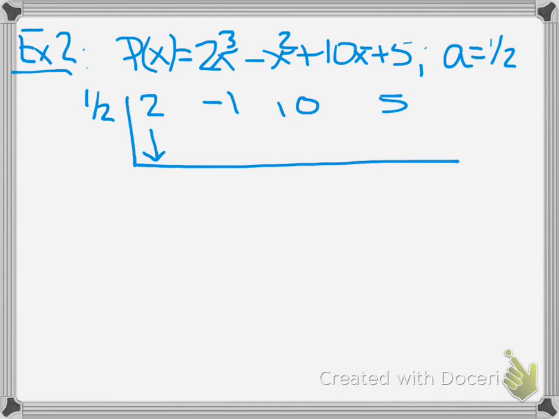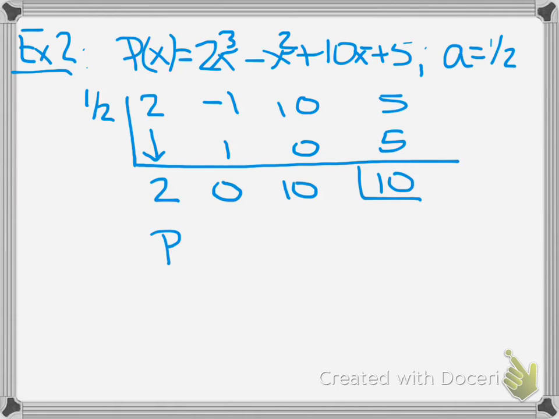Again, we'll drop the 2. We'll multiply 1/2 times 2, that's 1. Negative 1 plus 1 is 0. Half times 0 is still 0. 10 plus 0 is 10. Half of 10 is 5. 5 plus 5 is 10. And thus the polynomial function for a value of 1/2 is 10.